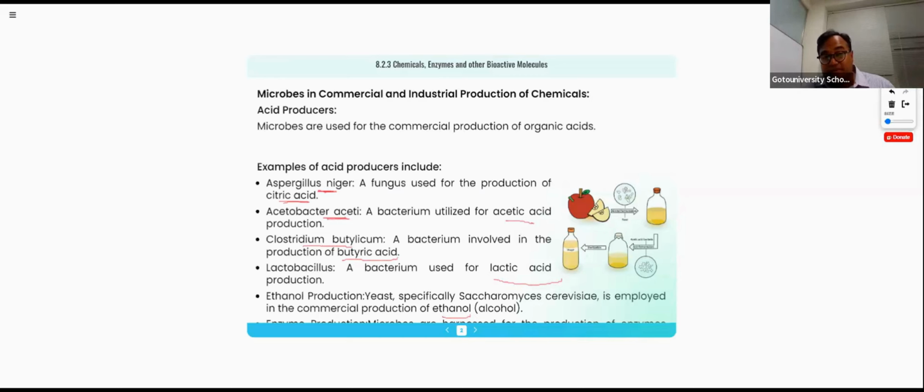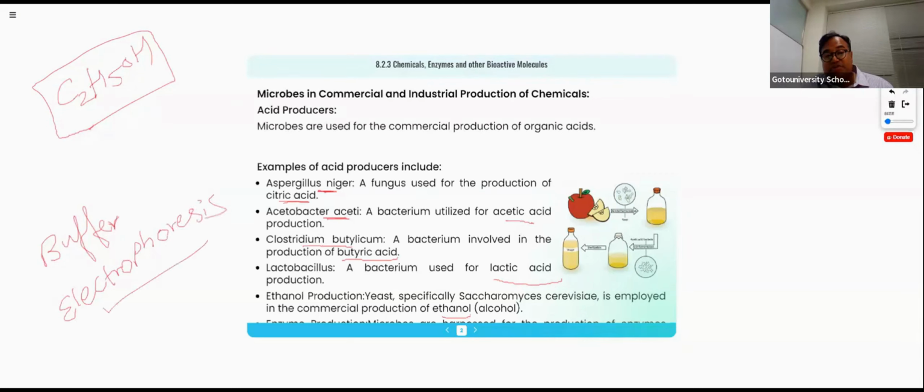So we know very well how ethanol production happens. By using the yeast Saccharomyces cerevisiae, ethanol is produced in huge volume with the help of the fermentation application that we discussed recently. We know very well acetic acid is required for making buffers to maintain pH of various quality. Why? Because to run electrophoresis, a process used for separating particles based on their charges.